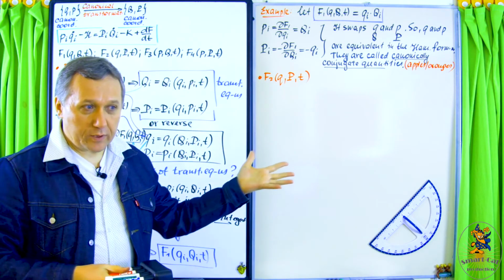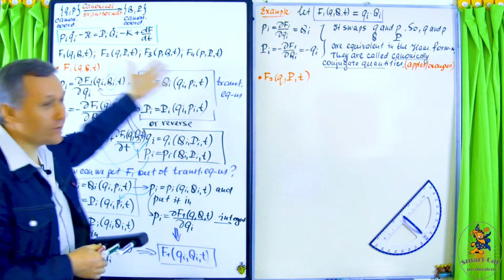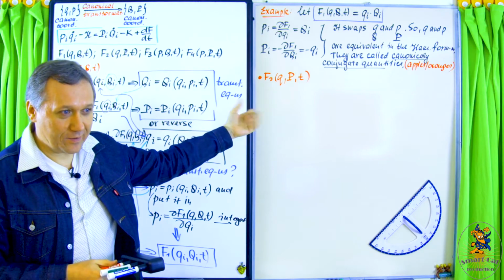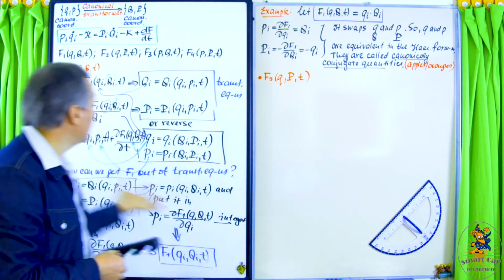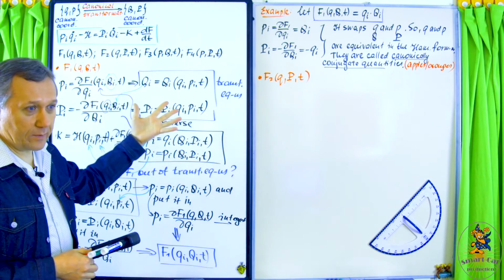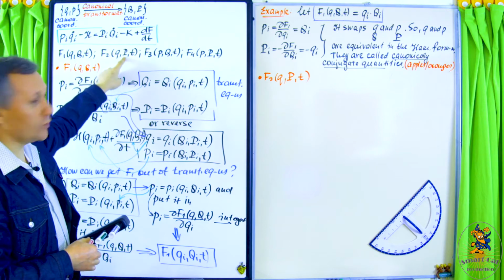And I will show that we can get that from function f1. All these generating functions are connected, right? And connected again through that Legendre transformation, because what effectively is the difference between them? Here, instead of this variable q capital, we need to introduce p capital.